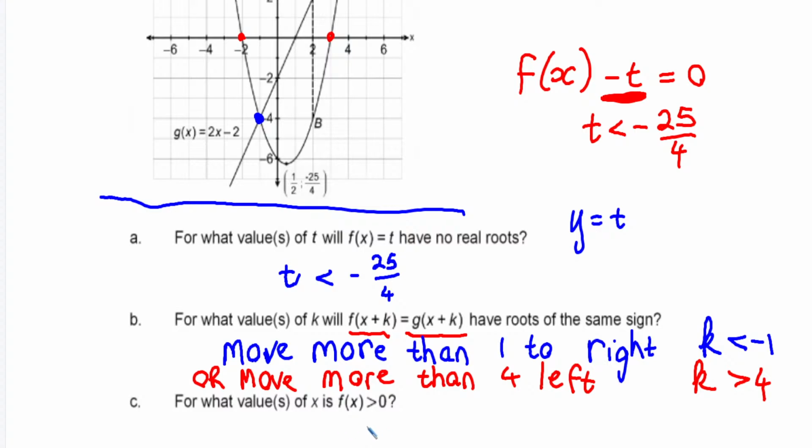Then for what values of x is f of x bigger than 0? We just remember f of x actually means the y value of f. But we're going to express our answer in terms of x. Where does the parabola go above the axis? It's basically what we're saying, y value positive, above the axis. So the answers are clearly here, that way, or that way. X less than -2 or x bigger than 3.